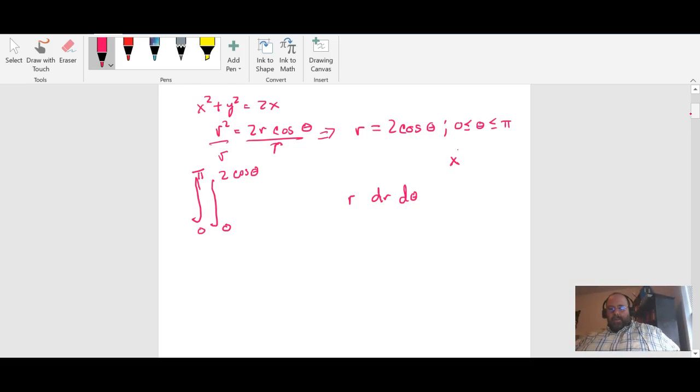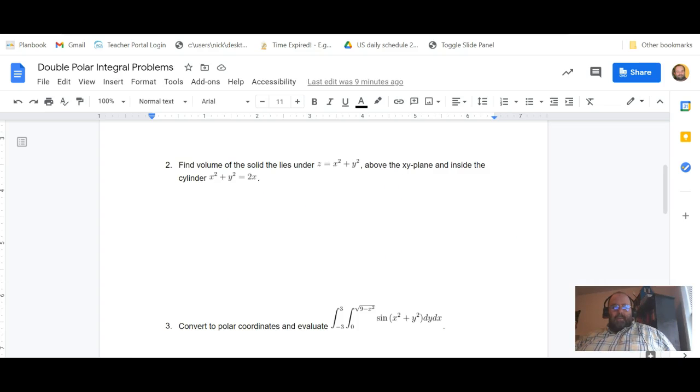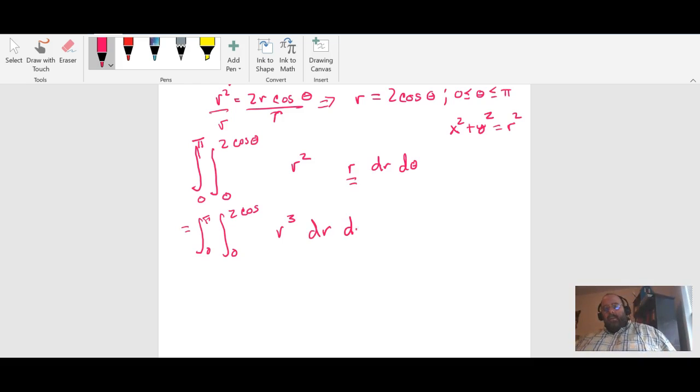And the inside should have been x squared plus y squared, right? X squared plus y squared should have been my interior. And we needed that because that's given in the problem as x squared plus y squared is z, so that's my interior. All right, so this we know is just r squared, which gave me the nice neat integral 0 to pi, 0 to 2 cosine theta, r cubed because of the other r, dr d theta.